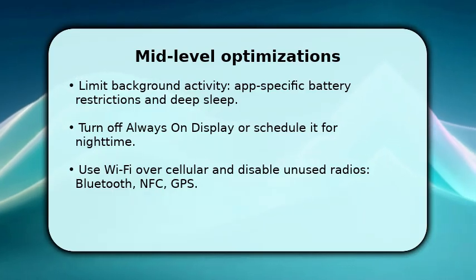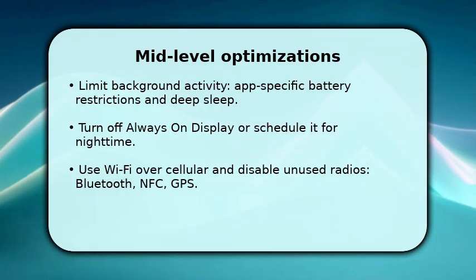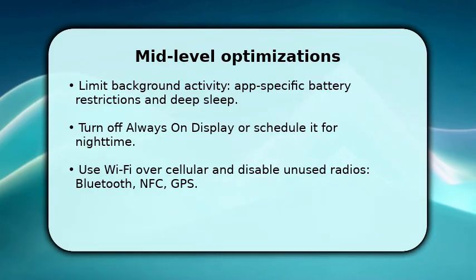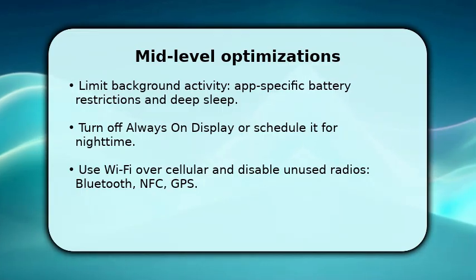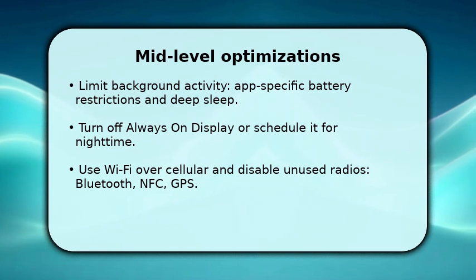Also prefer Wi-Fi over cellular for data. When stationary, switch off Bluetooth, NFC, and precise GPS. These changes may alter notifications briefly, so monitor for missed alerts and adjust app exceptions as needed.